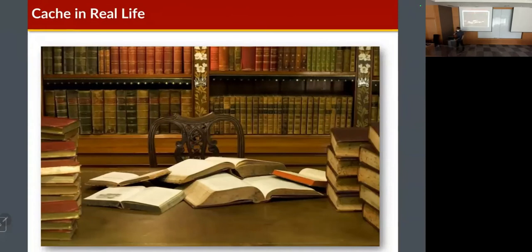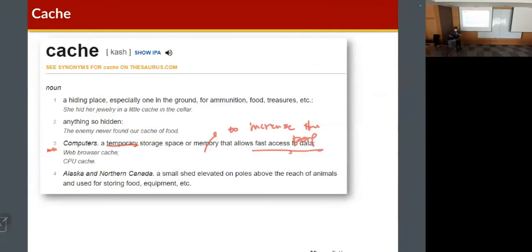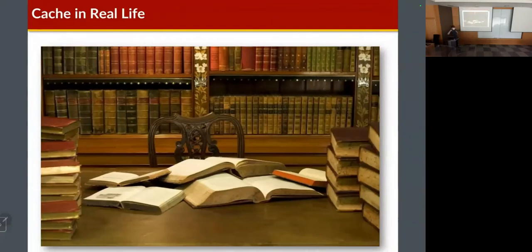So let's see the analogy of cache in real life. Why do we use cache? I mentioned we use cache for fast access to the memory. Then how does cache provide fast access to the data? Think like this. This video shows the analogy of cache. So you must say that the projector is broken. Okay, that side. Okay. So you can find many books in the bookshelf. But also you can find several books on the desk. Also, you can find an open book on the desk here.